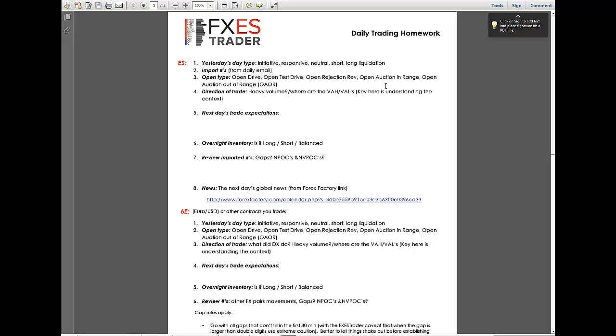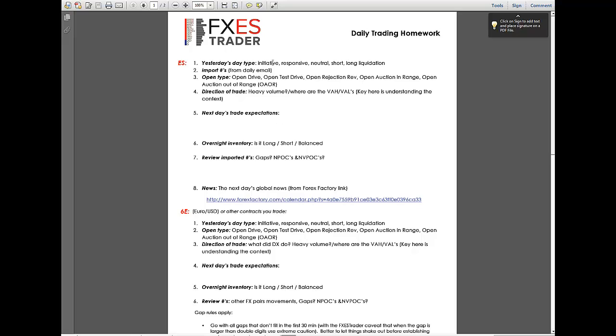The open type, again, if you're confused with any of these terms, just go to my home page and click on the resources tab and go to the glossary that I have on all this. We want to know the direction of trade, okay? If you're using market profile, where are the value area highs and lows?